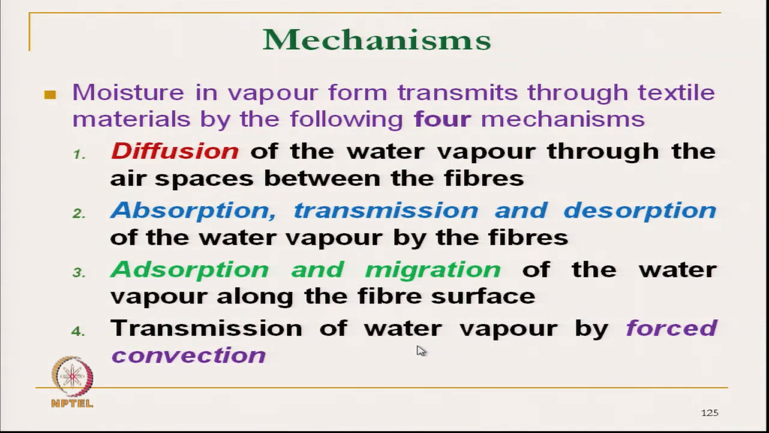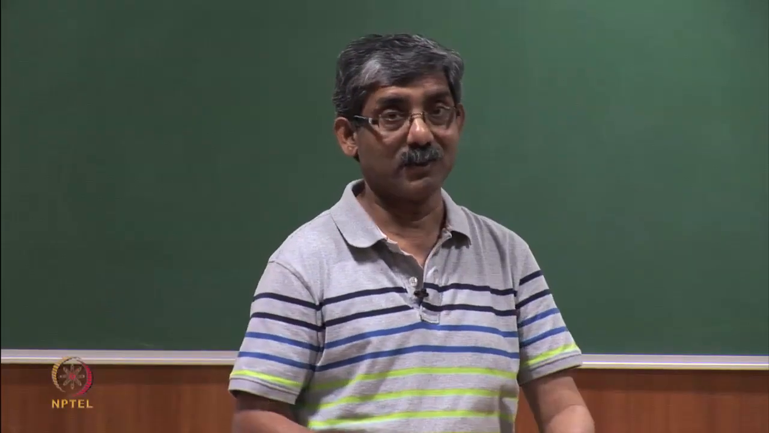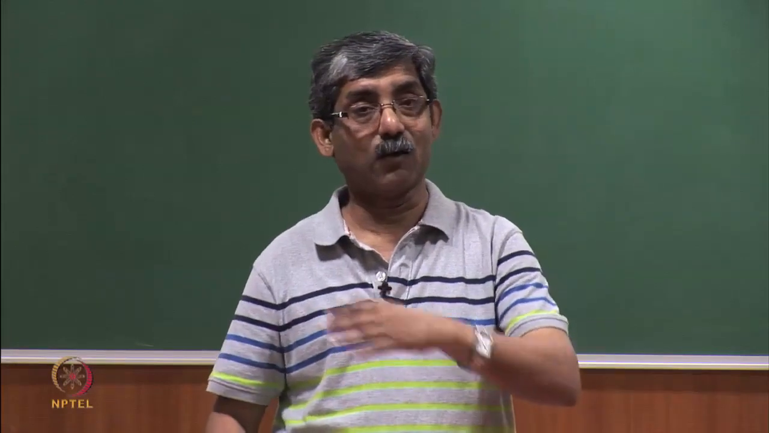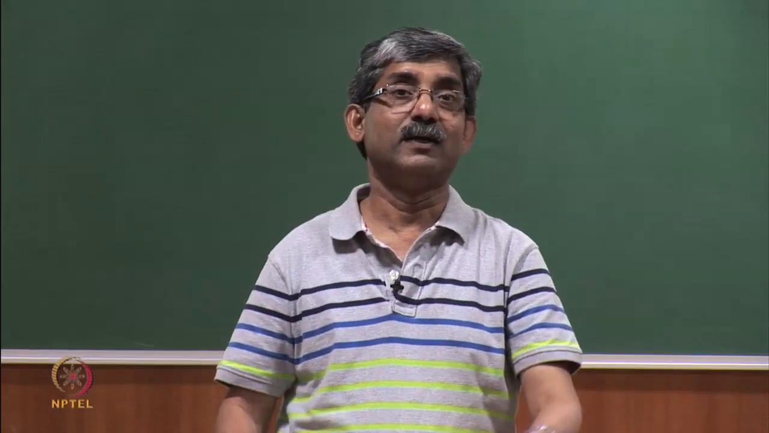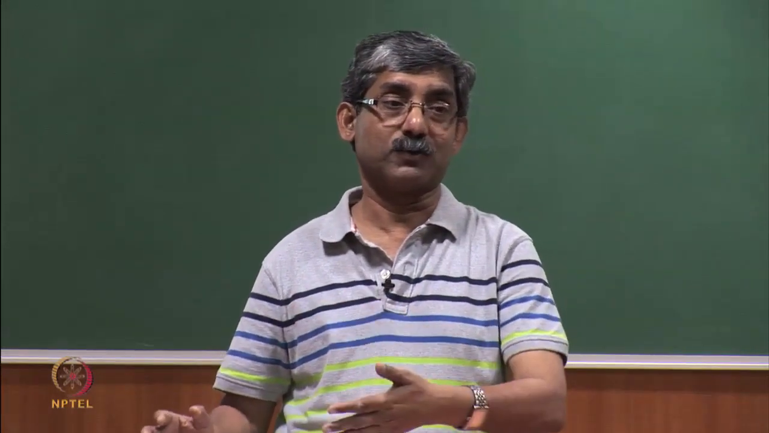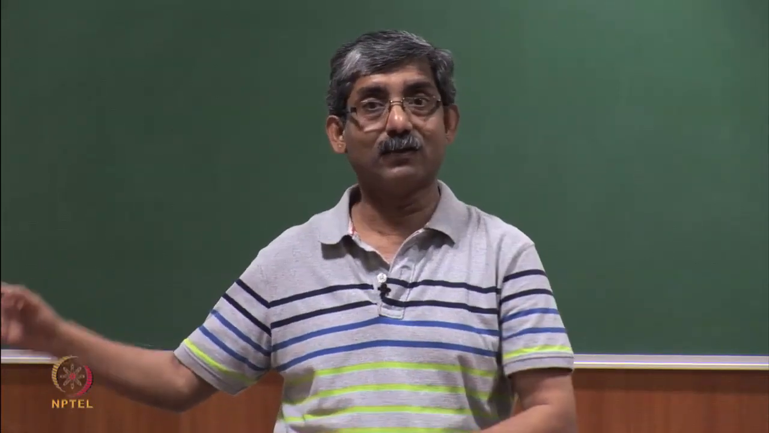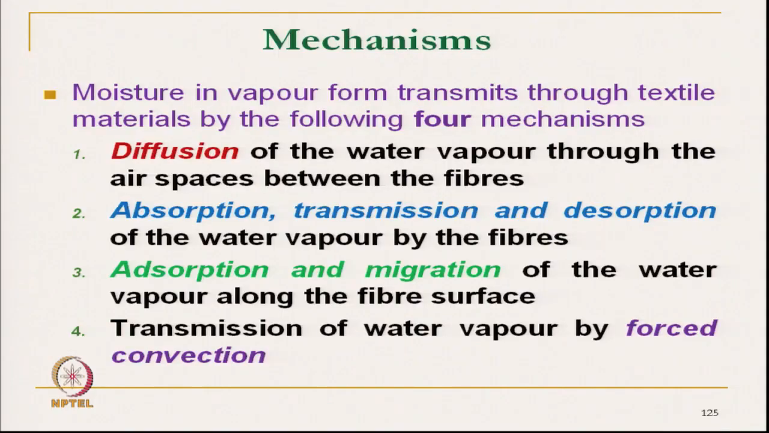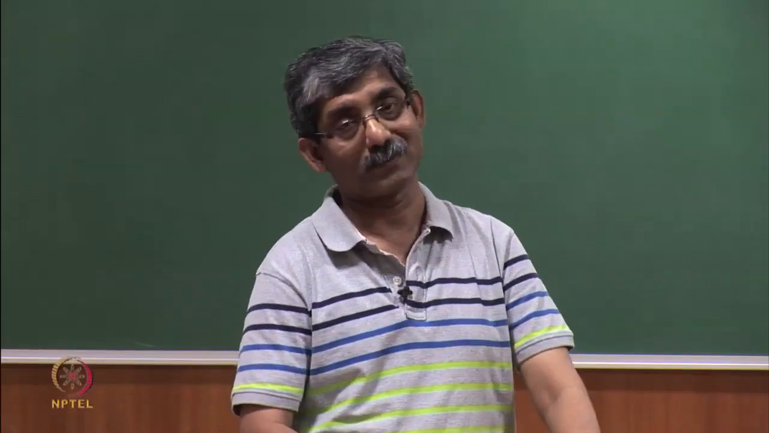Like forced convective heat transmission we have seen, similarly here the flow of air enhances the moisture transmission. The boundary air layer outside the fabric, above the fabric layer, as we have seen in the last slide. If the air blows, it will take all the moisture from above the fabric surface, and so forced convection will take place.